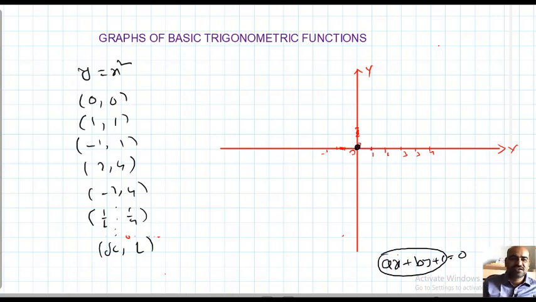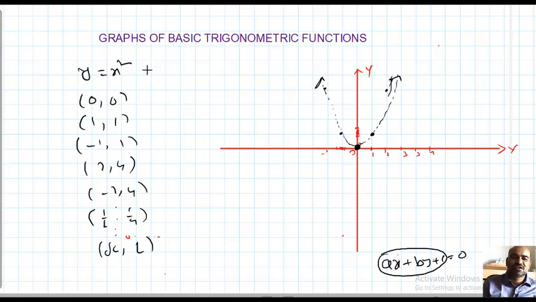One of the points is here, 1 comma 1, somewhere here. Next 2 comma 4, somewhere here. Okay, next here. You take all the solutions and plot all the solutions on the coordinate plane. So we get a curve. That curve is said to be the graph of that function.